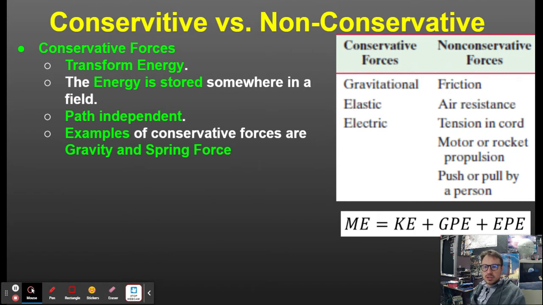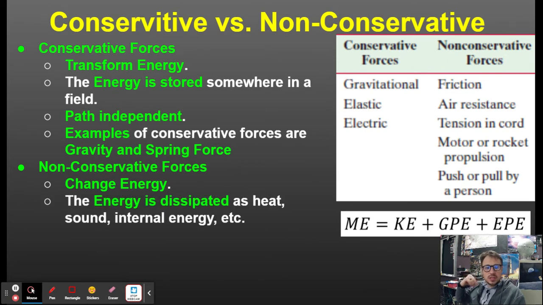Now, examples of conservative forces are gravity and the spring force, or elastic force. But we mostly focus on gravity. That's the big one that causes energy to transform: kinetic to potential, potential to kinetic.